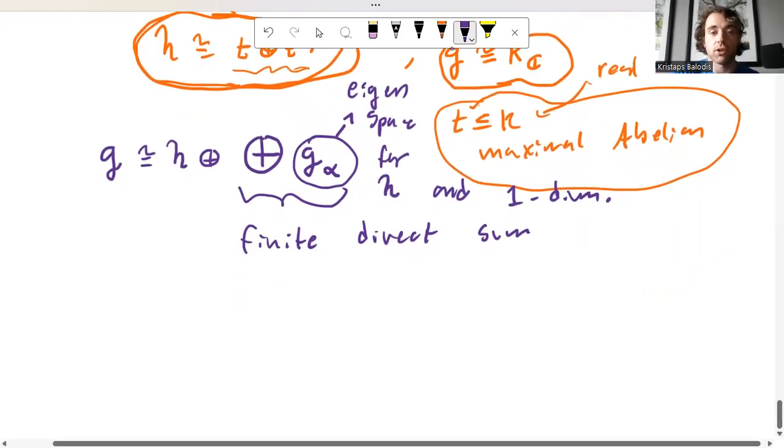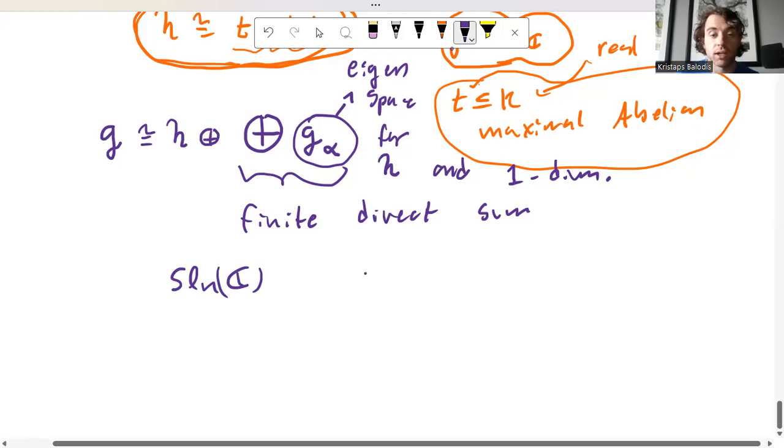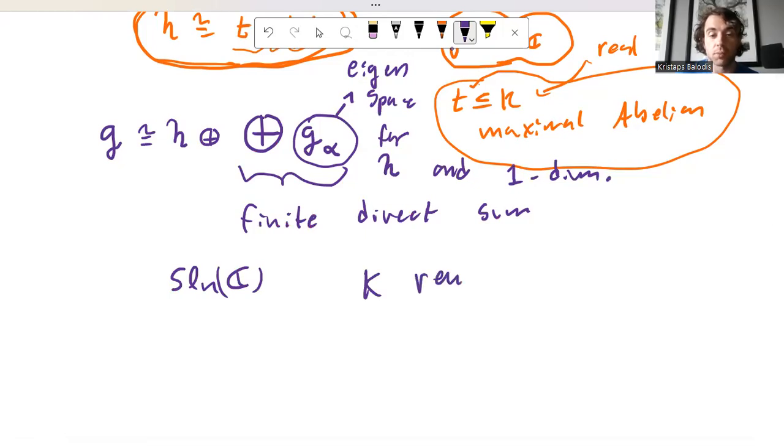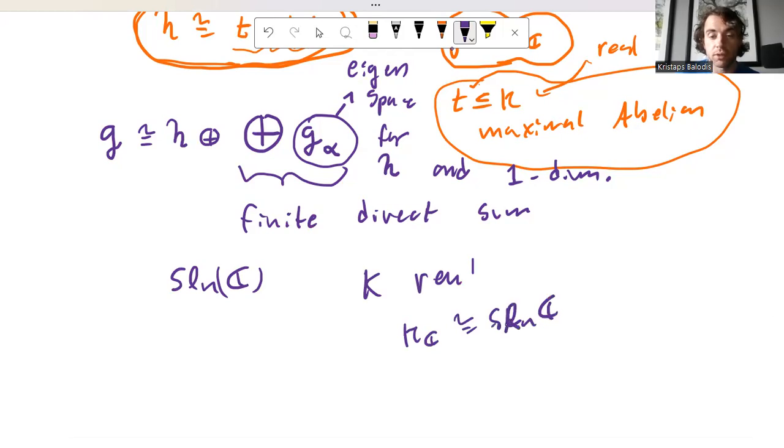So a good exercise, which we've already sort of done, is to look at this for SLN, SLN(C). Look at K from the list that we had above as a real subalgebra, consider its complexification, show that it's sl_n(C), and see if you can figure out what the Cartan is and the one-dimensional eigenspaces. So start with SL2, start with SL3, then find the general pattern.